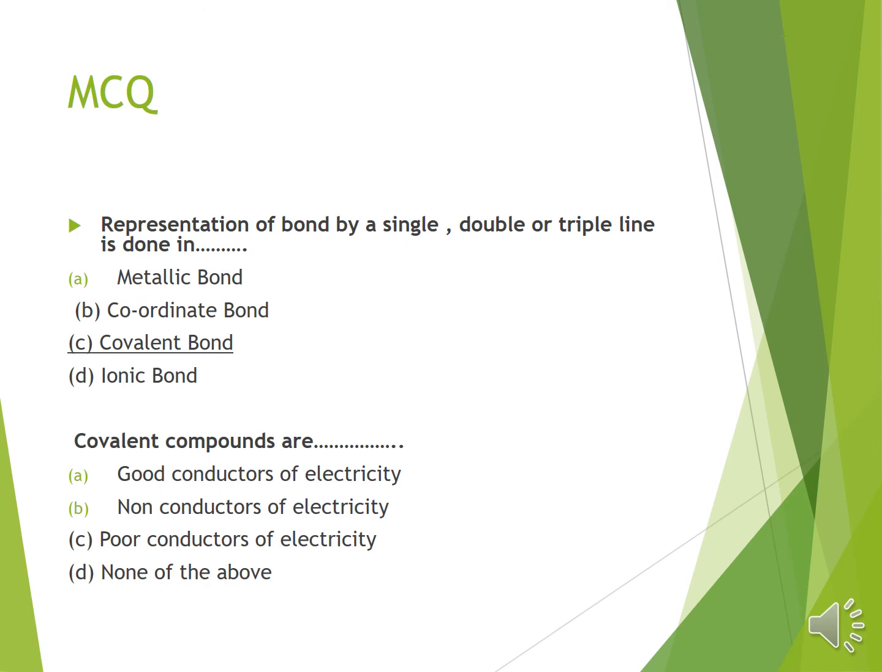Covalent compounds are: in the properties, we learned that covalent compounds are non-conductors of electricity. Why non-conductors? Because they are not containing any charge, ions, electrons. That's why they are non-conductors of electricity.